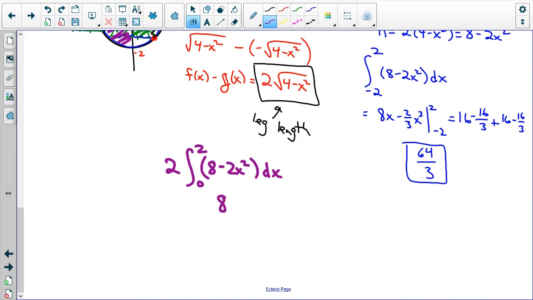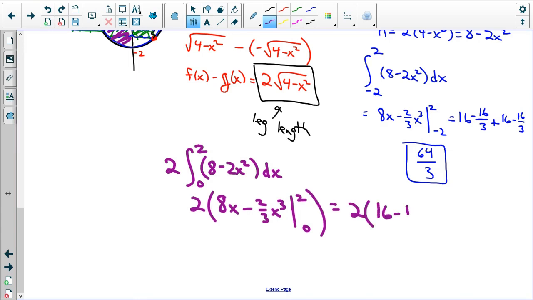And so I'll just show you that it works real quick. 8x minus 2/3 x cubed, evaluated from 0 to 2. Then I multiply it by 2. So if I do this, I get 2 times 16 minus 16/3. And I can more easily, without having to deal with all these plus and minus sign situations that I might confuse, still end up getting the same answer, 64/3.